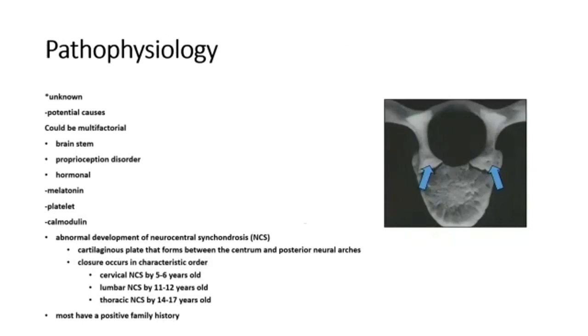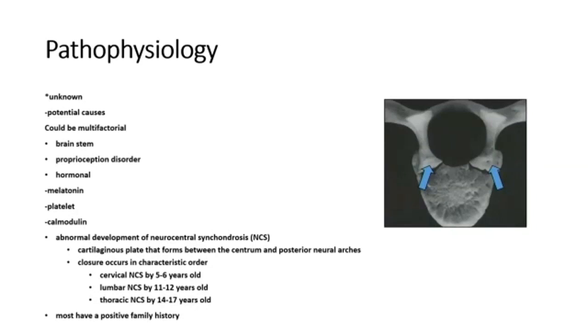The pathophysiology: there are a lot of theories about what is really causing this idiopathic scoliosis, but you can say that it's not known. The theories could be brainstem problem, proprioception disorder, hormonal, which is a highly complex mixture of how melatonin will work with calmodulin and the effect of that on platelets. It's highly complicated and it needs almost a day to talk about it.